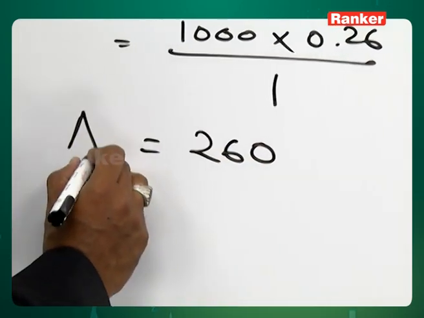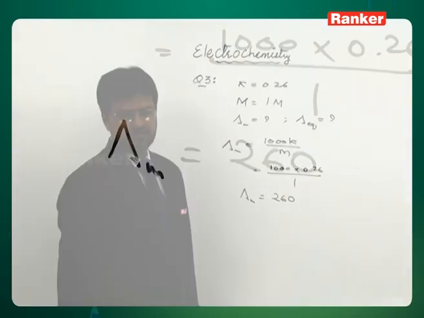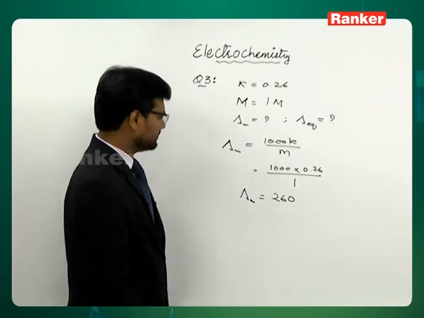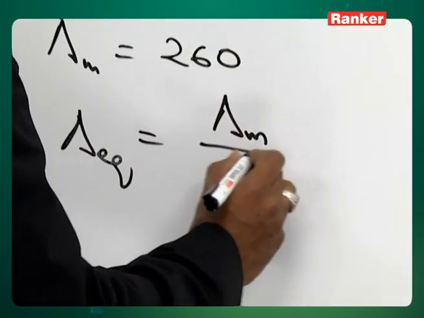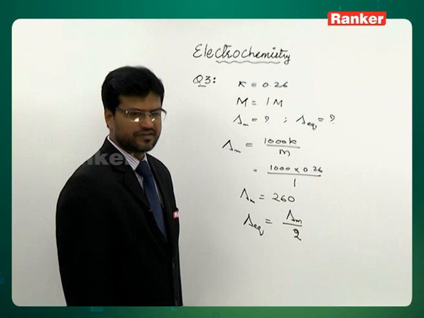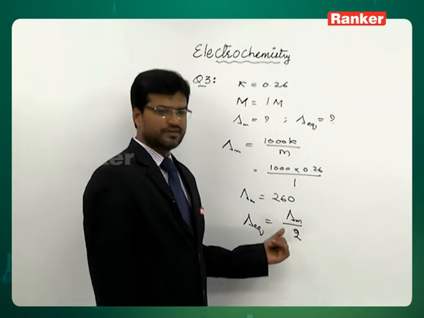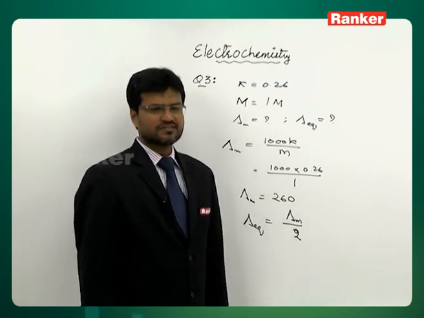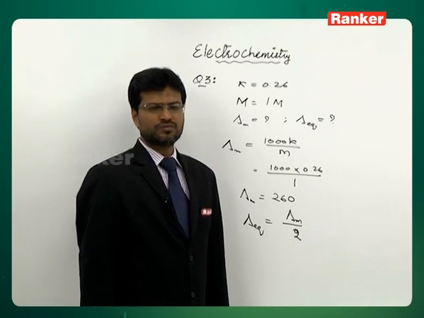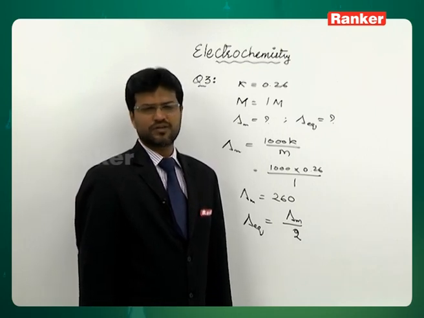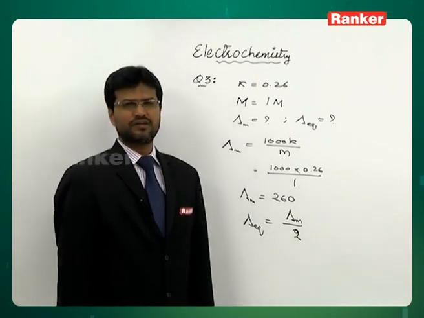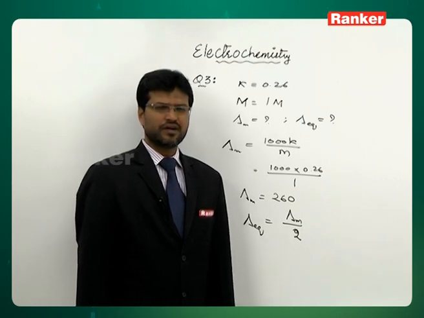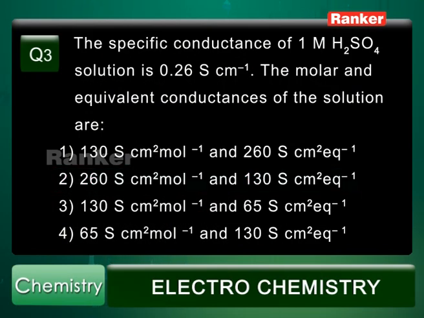This is molar conductance, and the equivalent conductance will be lambda eq is equal to lambda m by 2, because n factor of sulfuric acid is 2, so that comes to 130. So the correct answer is second option, 260 S centimeter square mole inverse and 130 S centimeter square equivalent inverse. So that is molar and equivalent conductance of the solution. So correct answer is second option.